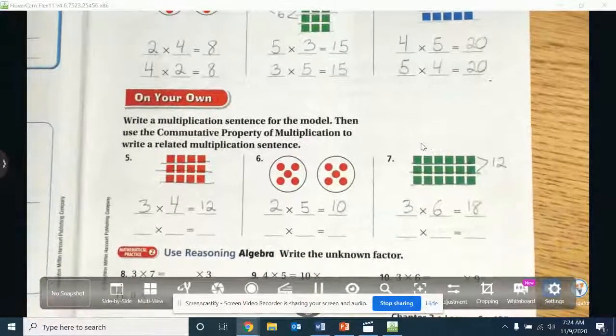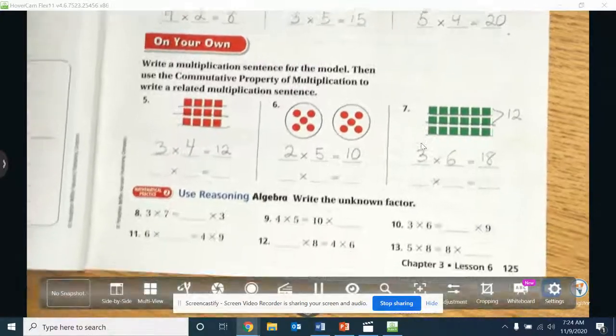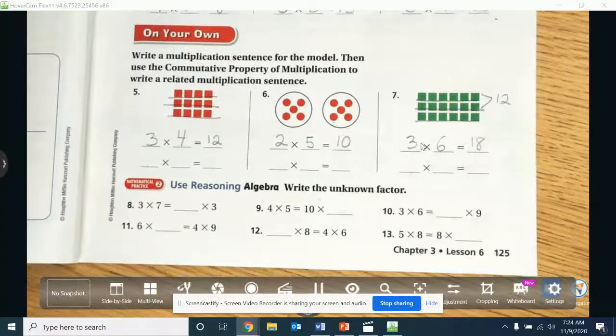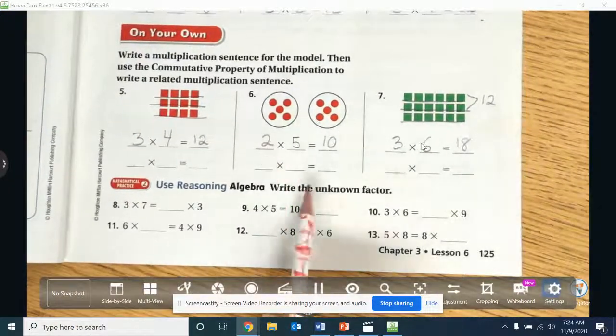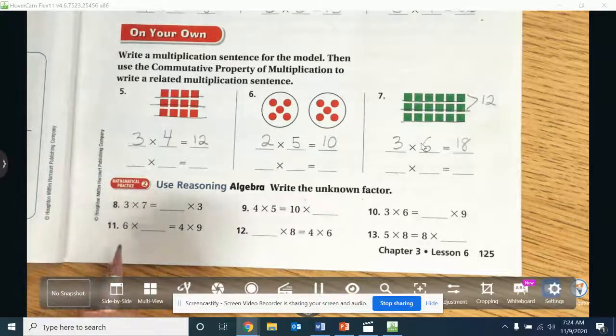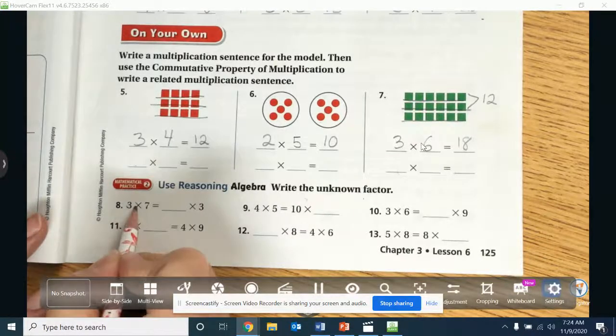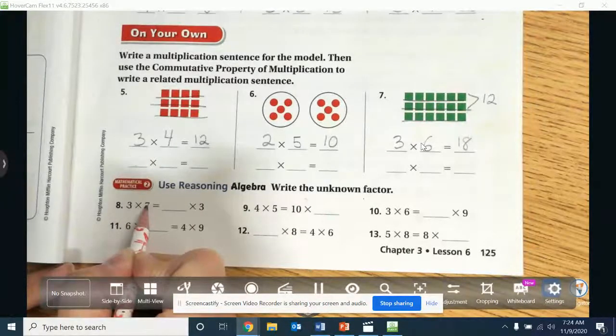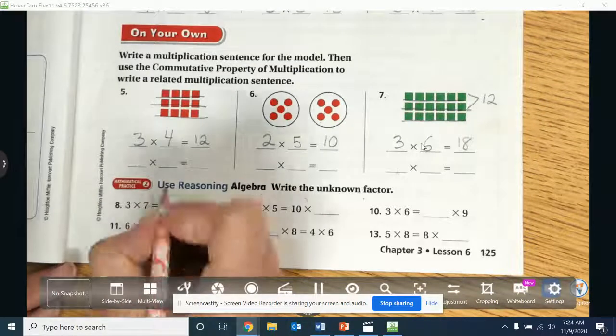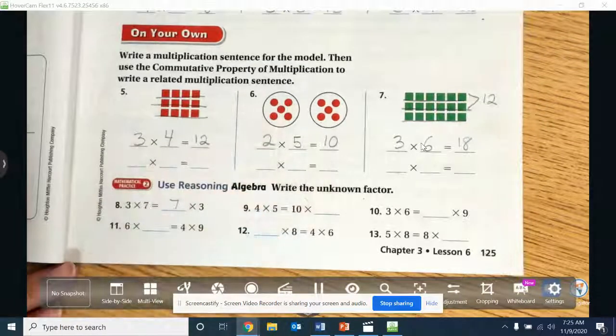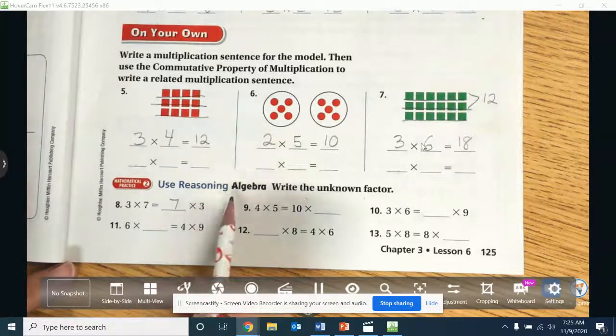Okay. Once you're done, you're going to move down to number 8 through 13. We're trying to find the unknown factor. But here's a clue. We're going to be using the commutative property of multiplication. In that case, 3 times 7 is the same as 7 times 3. Number 9.